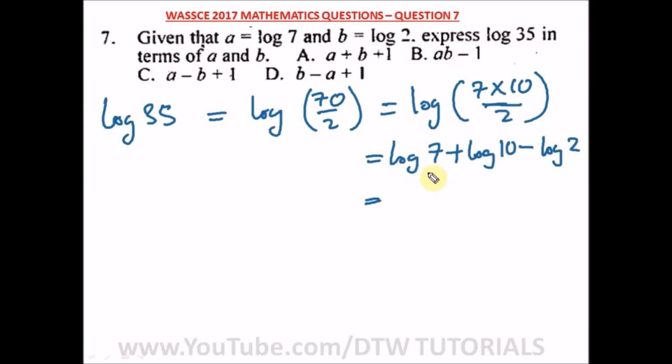Log base 10 is 1. So log 7 from our question is A, plus log 10 is 1, minus log 2 from our question is B. So our answer is A plus 1 minus B. Do we have an expression like that? Let's rearrange it: A minus B plus 1. This is our final answer, and the right option here is option C.